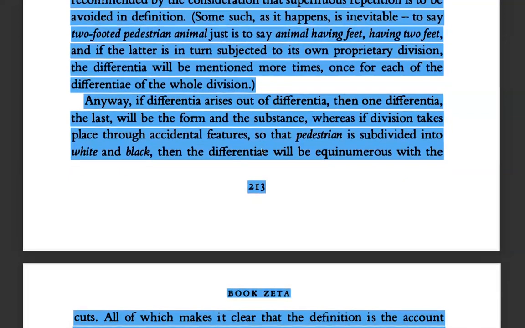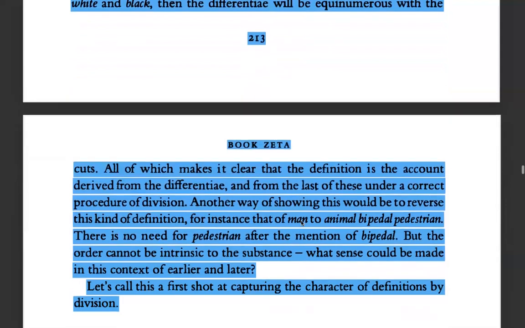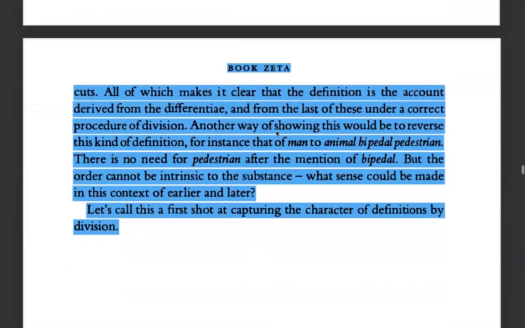Anyway, if differentia arises out of differentia, then one differentia, the last, will be the form and the substance, whereas if division takes place through accidental features, so that pedestrian is subdivided into white and black, then the differentiae will be equinumerous with the cuts, all of which makes it clear that the definition is the account derived from the differentiae and from the last of these under a correct procedure of division.